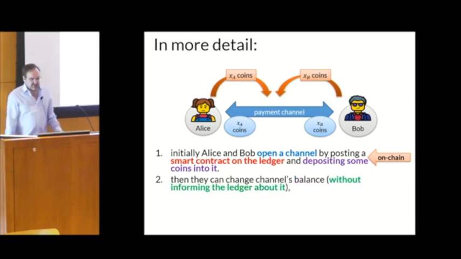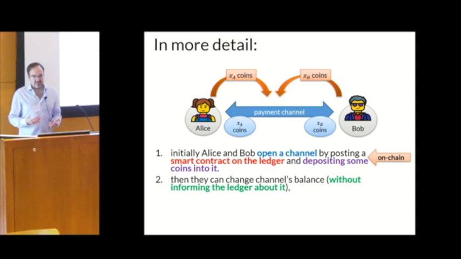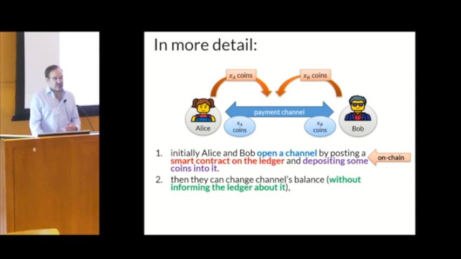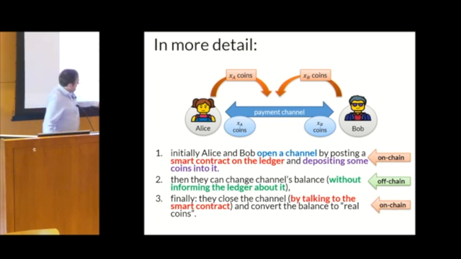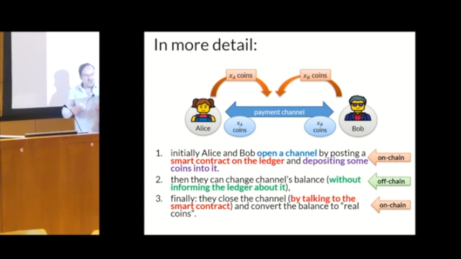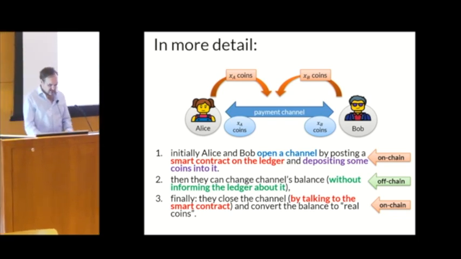Then parties can change the balance of the channel, so change the amount of coins they have, without informing the ledger about this. So they can perform micropayments without informing the ledger about a given micropayment. And this is done off-chain. And finally, when they want to stop this interaction, they can close the channel by talking to the blockchain again. So all little payments don't require any interaction with the blockchain. Only at the beginning and at the end, we need to go to the blockchain.